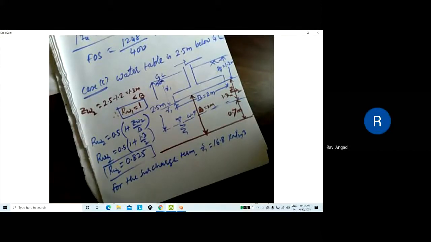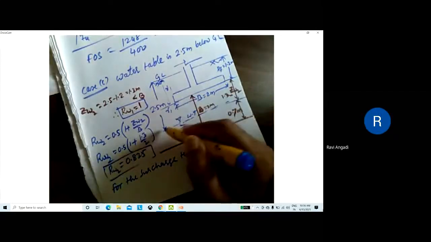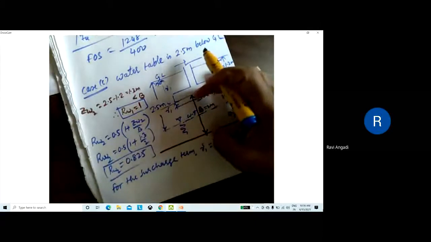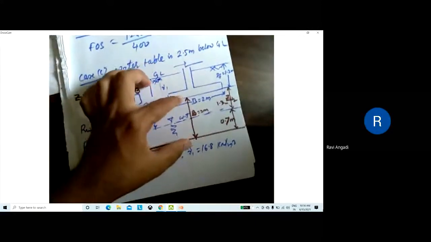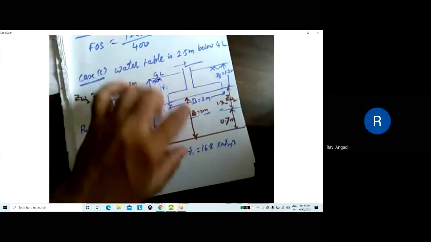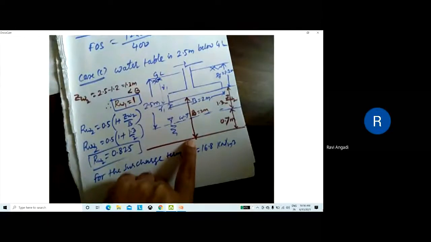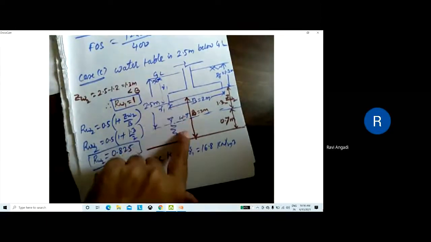Since it is lying in between, means it is at the center of B, almost this depth if we consider, this depth, are you getting? Yes, sir. It is not here. The water table is not here. It is in between. Then partly it is moist, partly submerged.